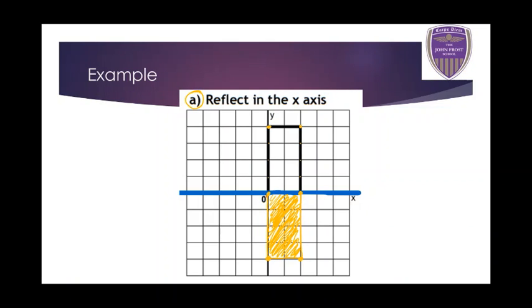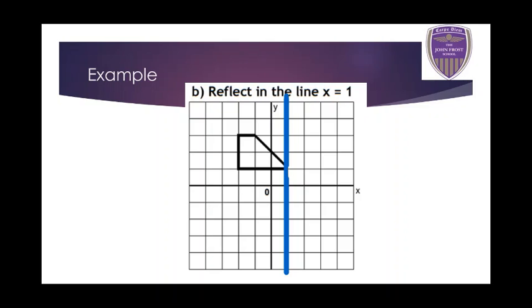Okay, second example. For question B, we're looking to reflect this shape in the line x equals 1. So we've already drawn the line x equals 1. And now we're going to reflect the shape. So let's identify the points of this shape. Well, we've got one there, one down there, one up there, one here. So let's start with this point that's on the line of symmetry. Because it's on the line of symmetry, we don't need to do anything with it. We're happy with that one.